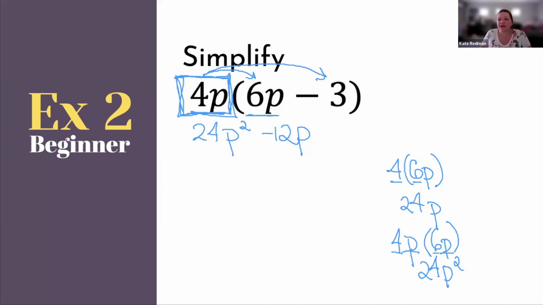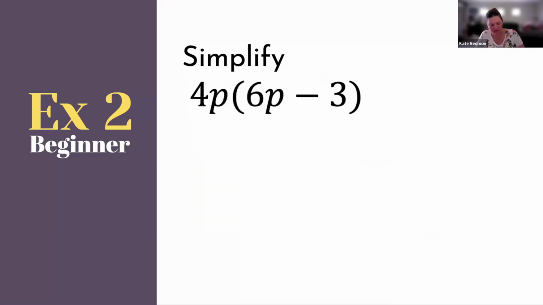Okay, now take a look at this expression that I have. 24p squared minus 12p. Can I do this subtraction? Are those terms like? No. No, so I'm done. Fairly simple to multiply in algebra. The trick is to remember that multiplication passes out and that we use exponents for repeated factors.